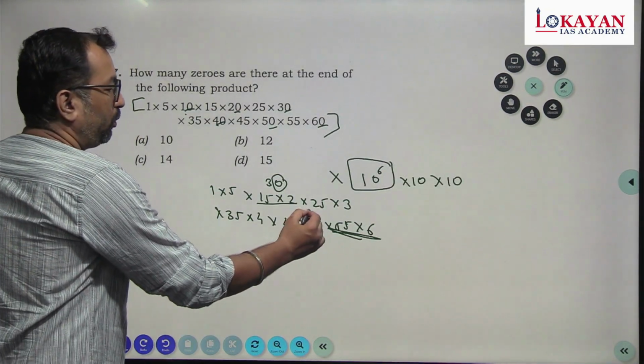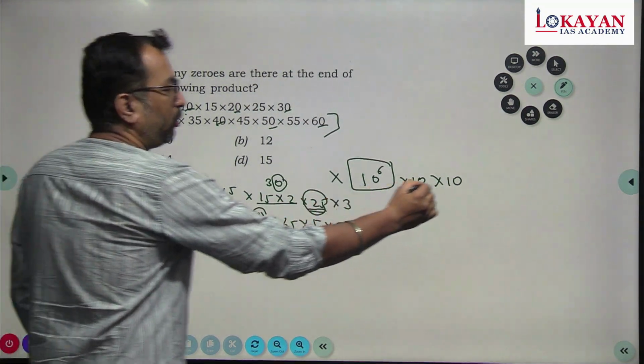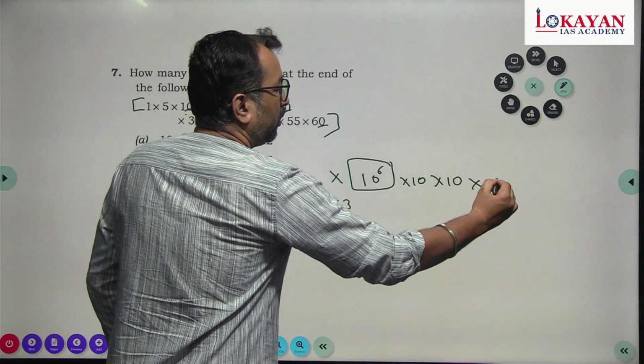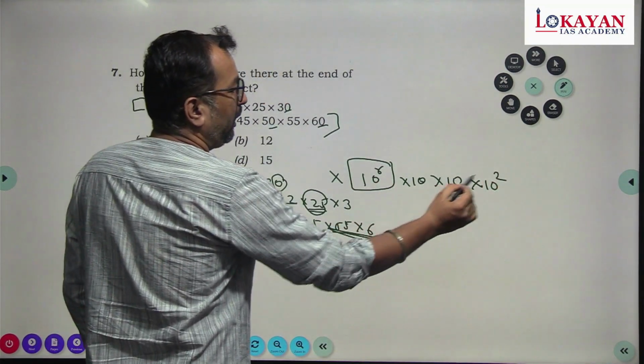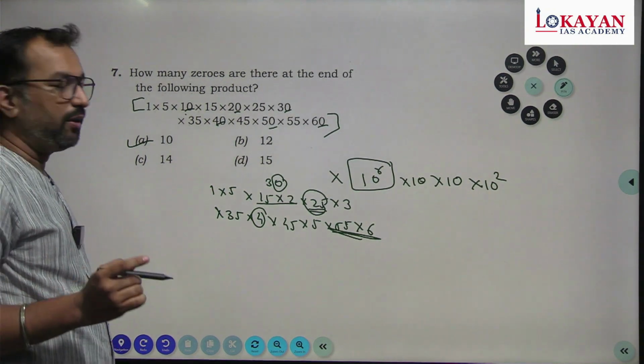And 24 into 4, it will give me 100. So 2 more zeros. So in total 6, 7, 8, 9, 10. So the number of zeros in this expression will be 10.